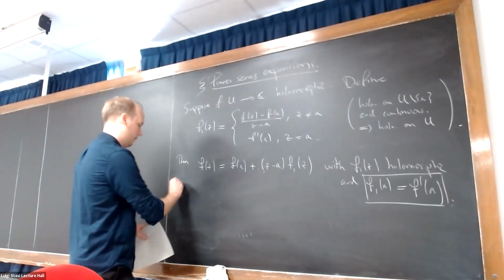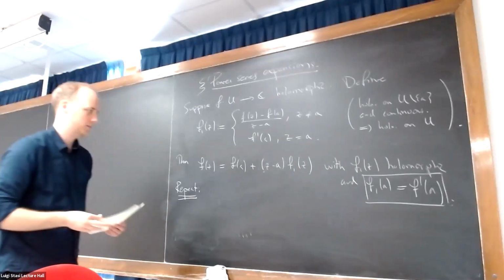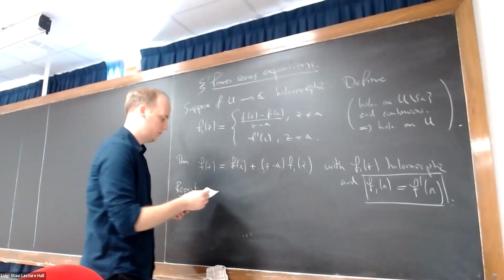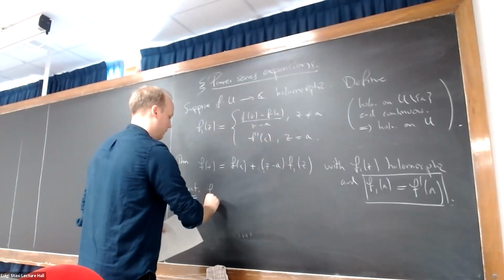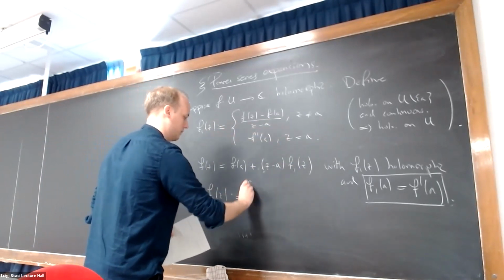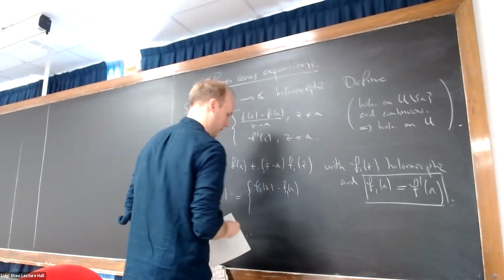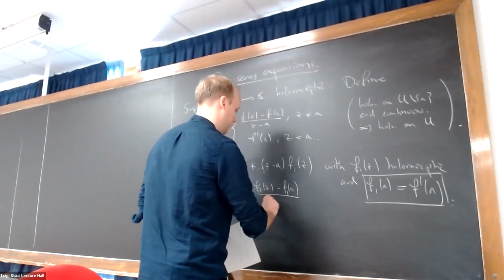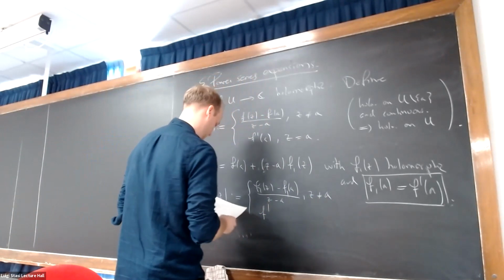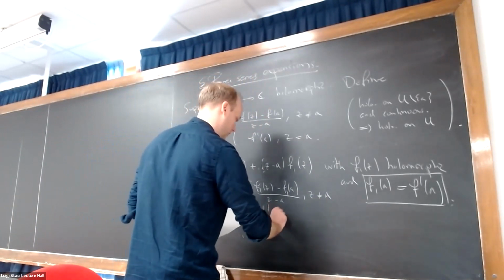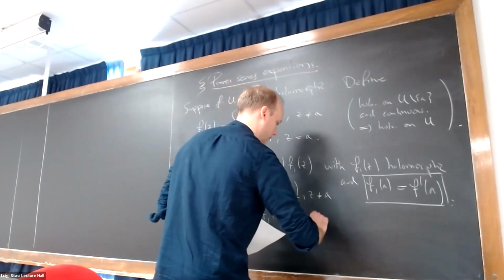And now we repeat the process. So we repeat the process using f1 instead of f here. Then we get f2 of z, which we define as f1 of z minus f1 of a, divided by z minus a when z is not equal to a, and we put it to be f1 prime of a when z is equal to a.